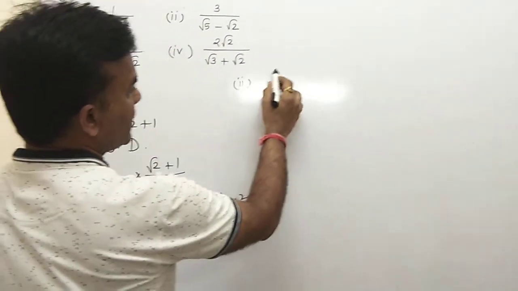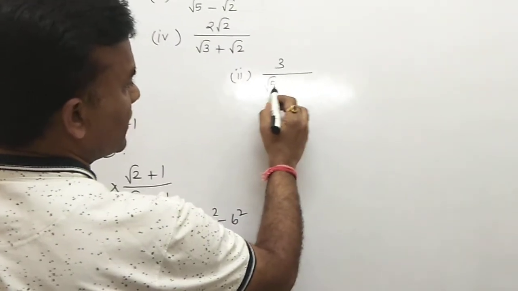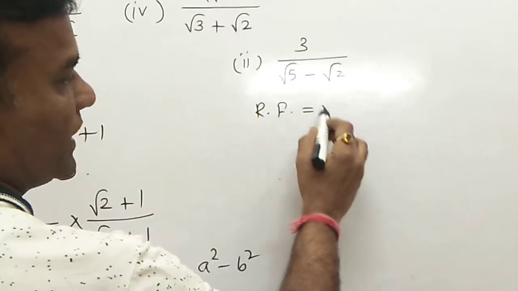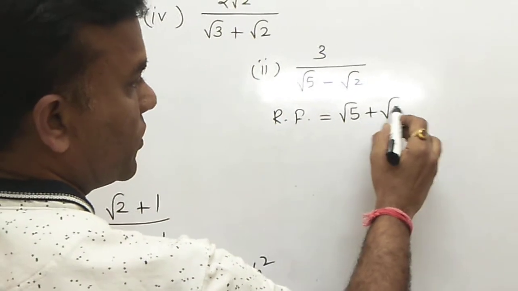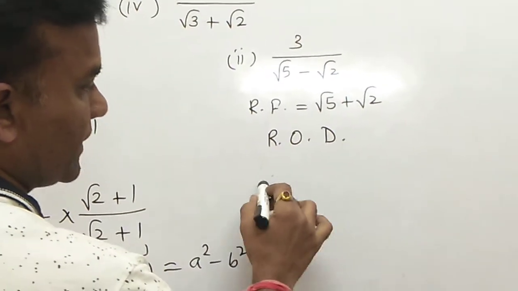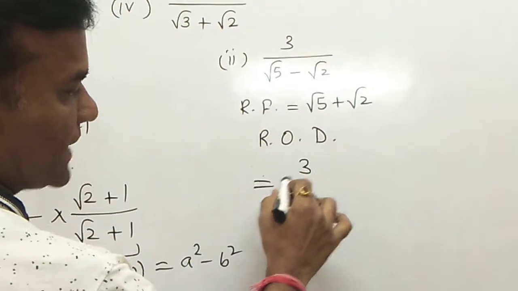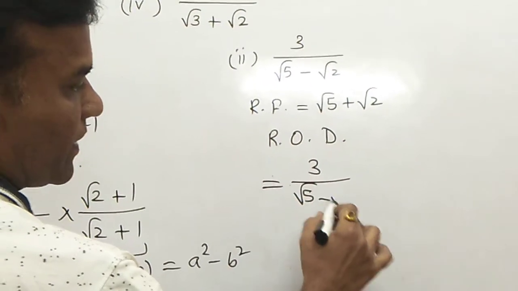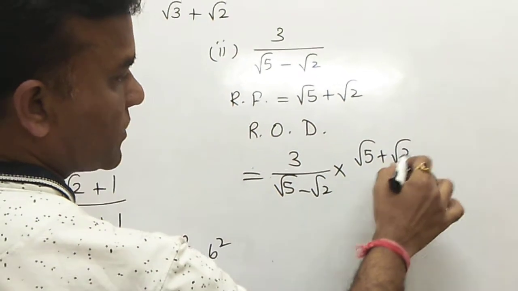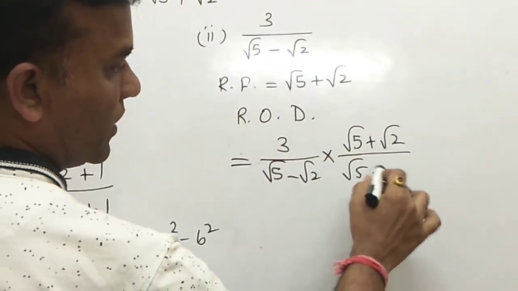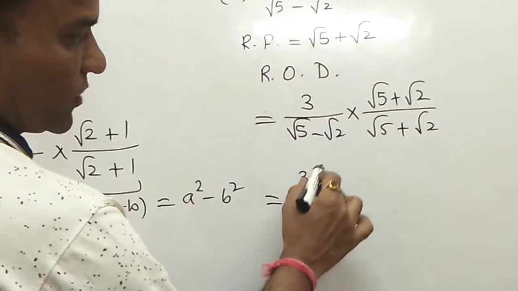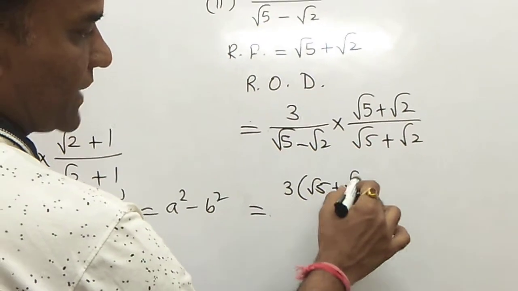In your second question you have 3 upon root 5 minus root 2. So what is the RF? The RF is the same, but only the sign changes, root 5 plus root 2. So now here we do rationalization of the denominator, and then your given term you write as it is, no change, and then your RF you multiply and divide in the given number, root 5 plus root 2 upon root 5 plus root 2. Okay, again we have the first, you multiply in the numerator, then 3 into root 5 plus root 2, that is as it is.